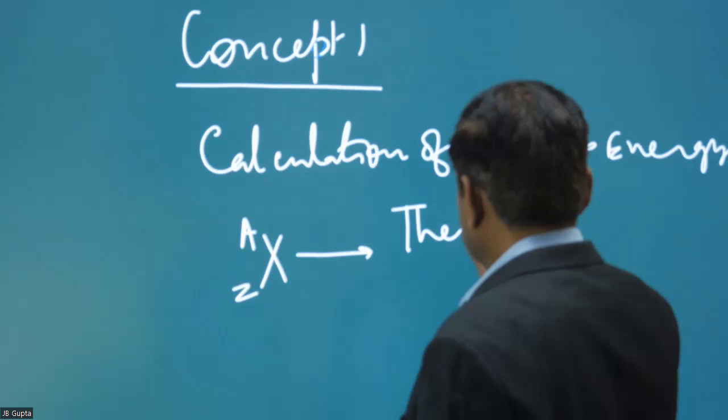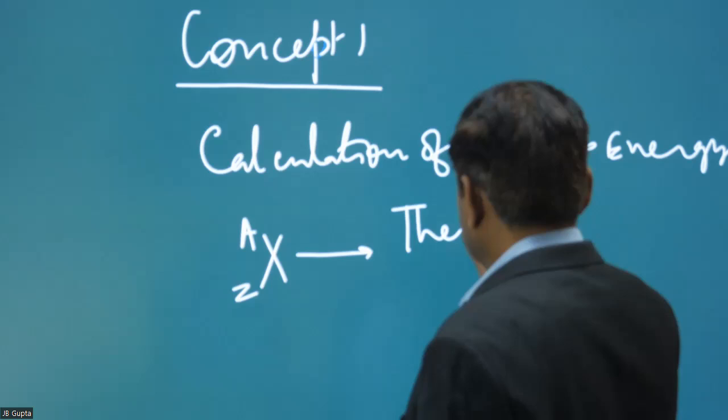And one parameter is the packing fraction. This is the delta M divided by atomic mass A. That is, packing fraction is the mass defect per nucleon. This is the mass defect per nucleon. So this is also a very important parameter for the stability of the nucleus.